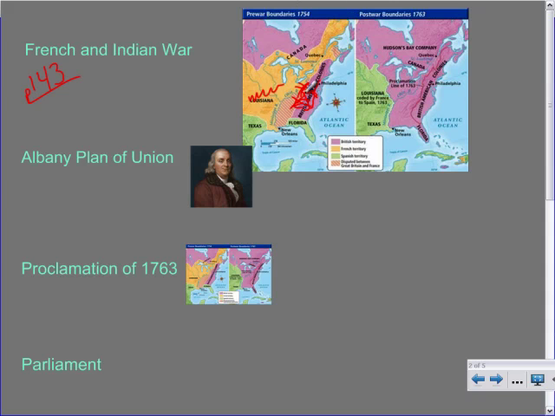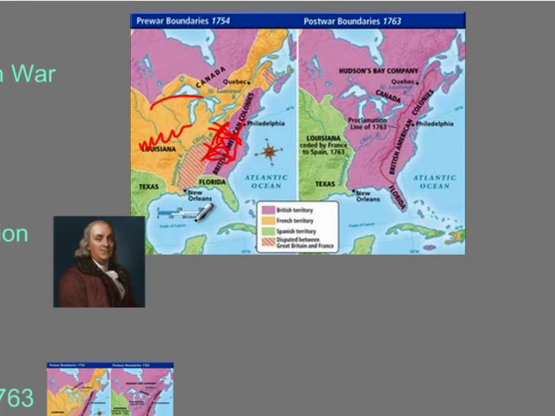If we look at pre-war boundaries, the British have some of this coastland, but the French have a lot of territory over here. And as we get into this war, the French are winning a lot. The British are not really putting up much of a fight.